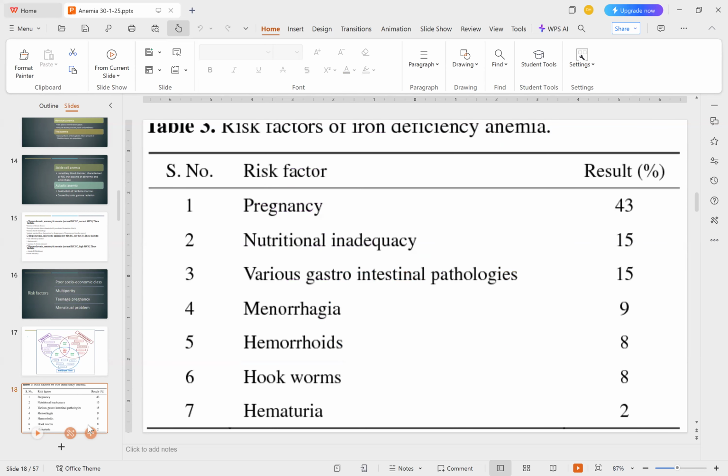The risk factors of iron deficiency anemia include pregnancy 43%, nutritional inadequacy 15%, various gastrointestinal pathologies 15%, menorrhagia 9%, hemorrhoids 8%, hookworms 8%, and hematuria 2%.